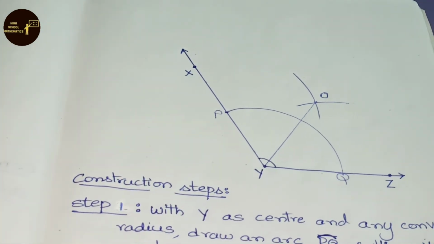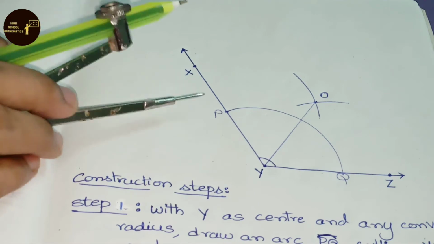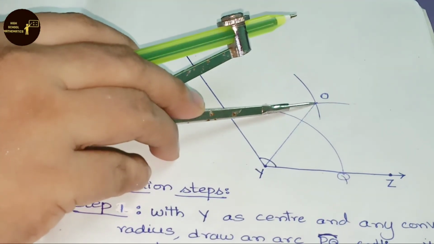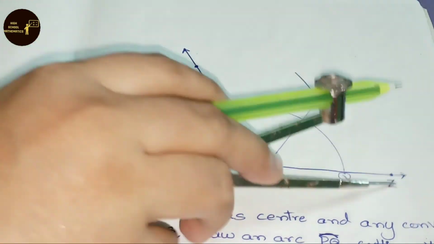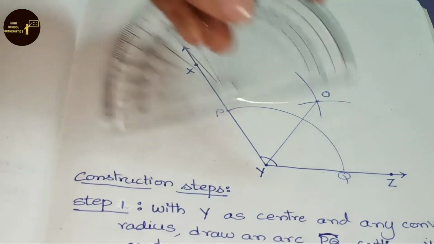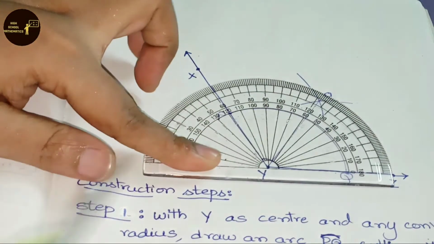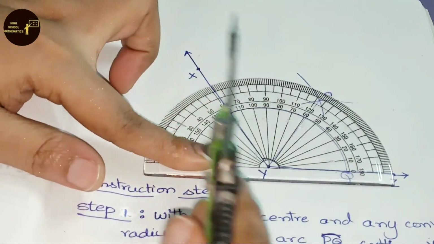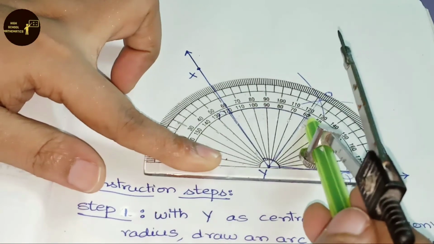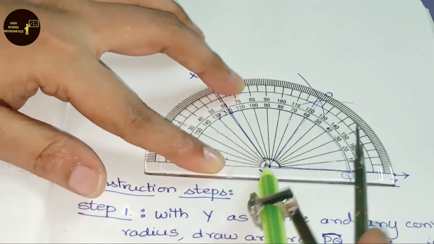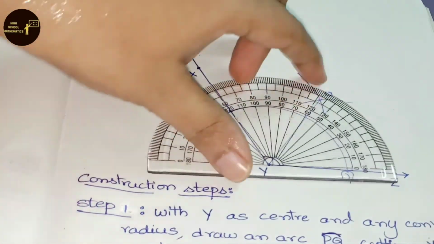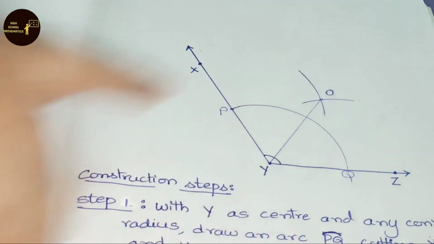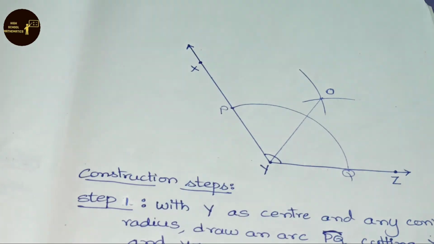Now if we observe, angle XYO equal to angle OYZ. Let us measure them using protractor. Given angle is 120 degrees. If we observe angle XYO is 60 degrees and angle OYZ is 60 degrees. Therefore, angle XYO is equal to angle OYZ.